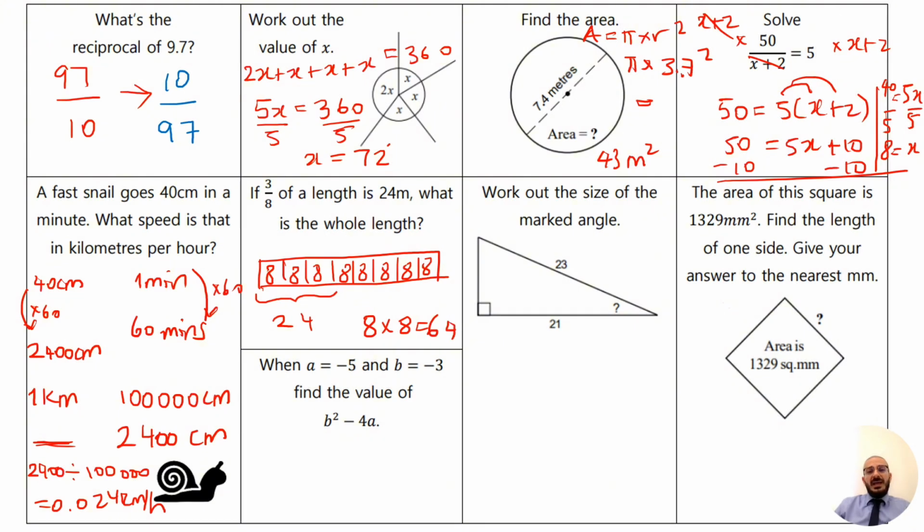Okay, when a is equal to -5 and b is equal to -3, find the value of b squared minus 4a. So what we need to do is we need to substitute these values, and we need to do -3 squared, take away 4 times -5. -3 squared is 9, -4 times -5 is going to give us a positive 20. That means our final answer is going to be 29.